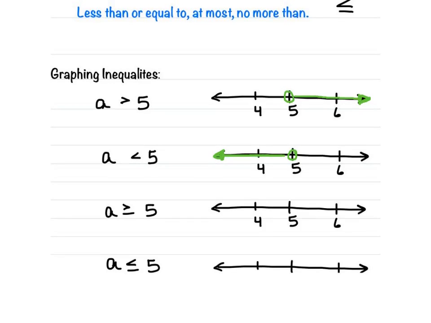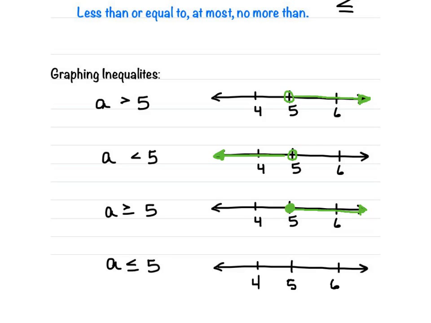All right, the next inequality is A is greater than or equal to 5. Well, if it's greater than or equal to 5, then 5 should be shaded in because 5 is a solution to this inequality. 5 can be substituted for A, and that would be a true statement. And then we're going to go to the right. Let me write in these numbers because I think they skipped over to the other page by mistake.